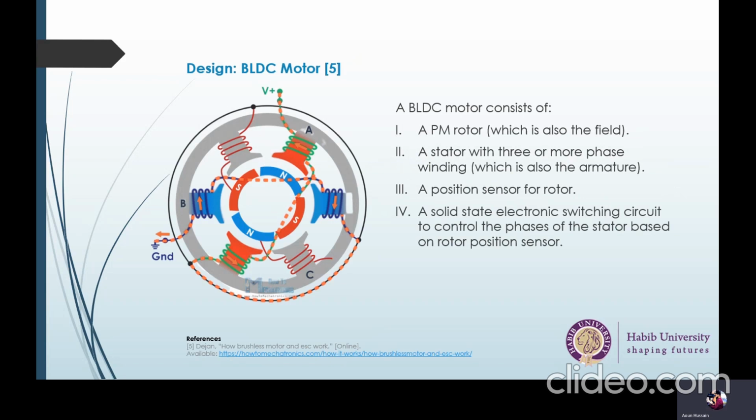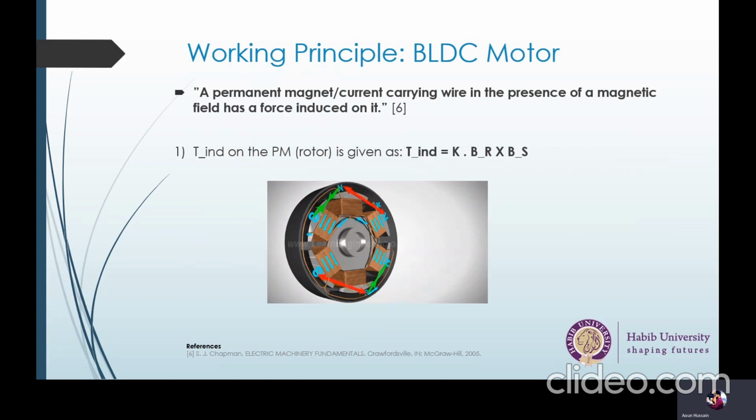A brushless DC motor consists of a rotating permanent magnet, which is also called the rotor. It has a stationary stator which has 3 or more phases wound on it, a position sensor for the rotor, and a solid-state electronic switching circuit to control the phases of the stator based on the rotor position sensor. It works on the working principle that a current carrying wire in the presence of a magnetic field has a force induced on it.